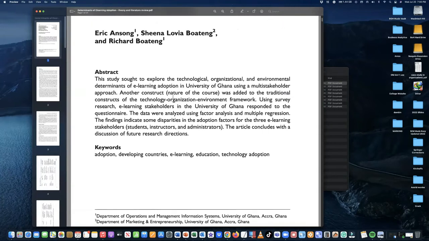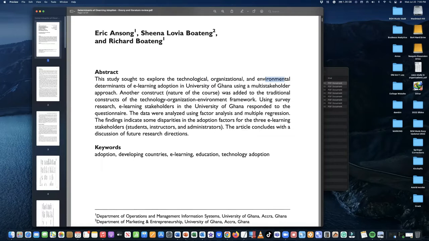Yes, Prof. Good. Now from here, it says that the study sought to explore the technological, organizational, environmental determinants. This is my selection frame. So I've told you what I'm going to do. I'm looking at technological, organizational, environmental determinants of e-learning adoption. This means that my questions are built around A, B, and C. It means that it's likely that this is going to be my frame for the research.